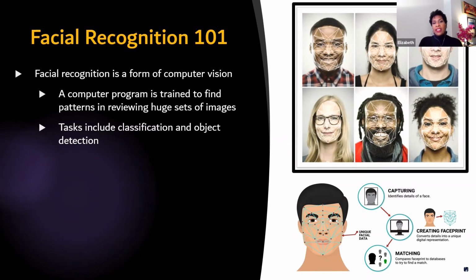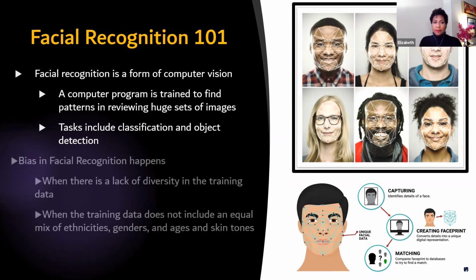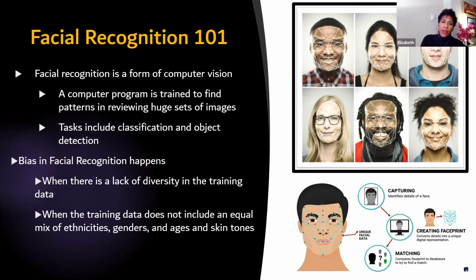But facial recognition is really a form of computer vision that recognizes a human face through technology. It takes images, it detects faces, and compares the face to data sets in your model to identify the face and the features. And a data set contains millions of images to train systems. And bias happens when there's a lack of diversity in training data, when the training data does not include an equal mix of ethnicities, genders, ages, and skin tones.